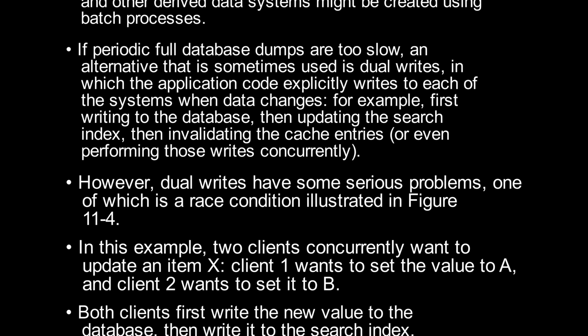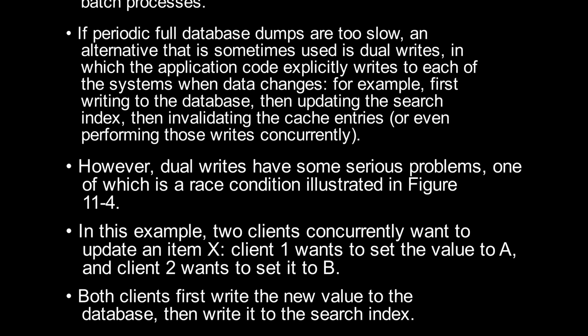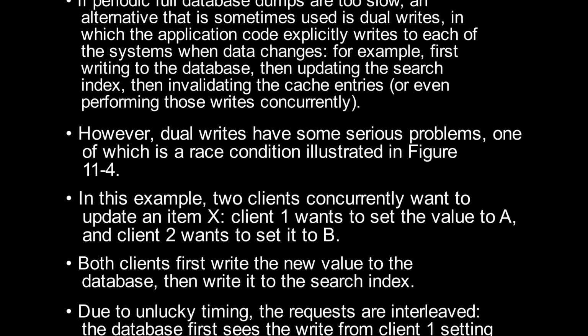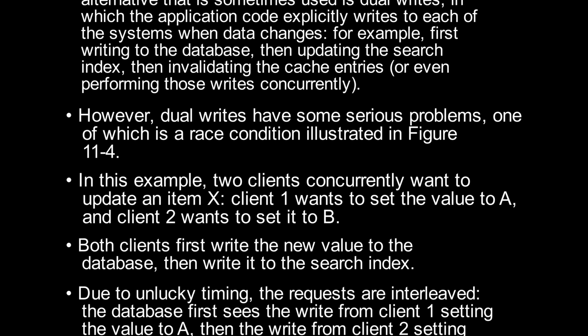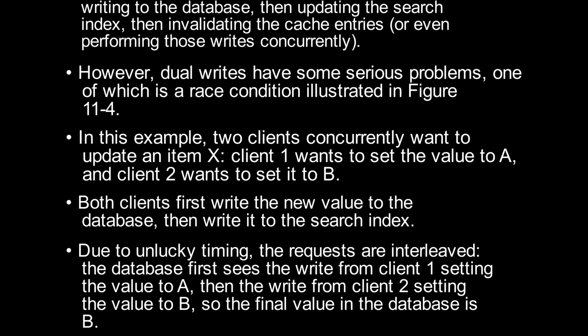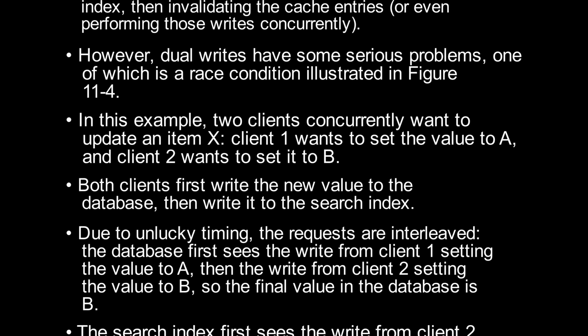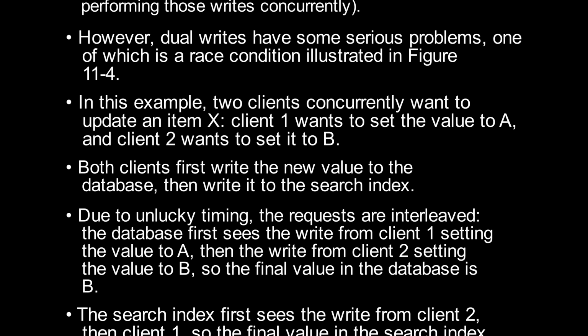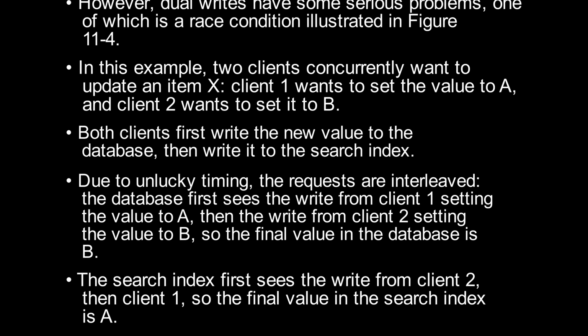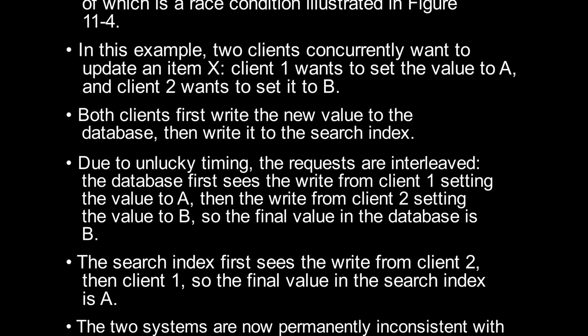In this example, two clients concurrently want to update an item X. Client 1 wants to set the value to A, and Client 2 wants to set it to B. Both clients first write the new value to the database, then write it to the search index. Due to unlucky timing, the requests are interleaved. The database first sees the write from Client 1 setting the value to A, then the write from Client 2 setting the value to B, so the final value in the database is B.